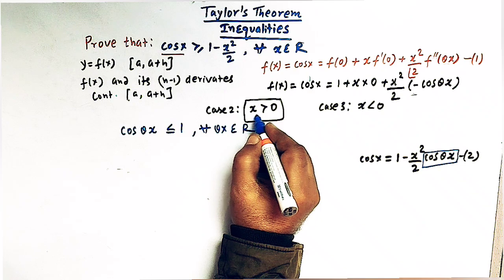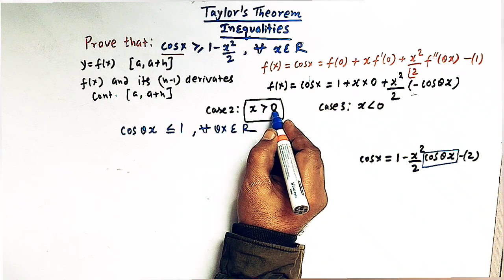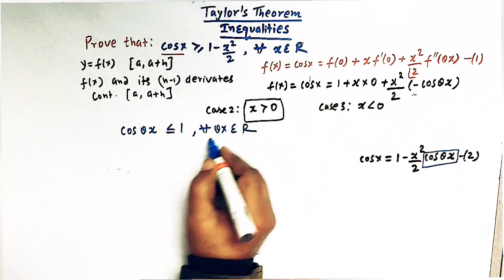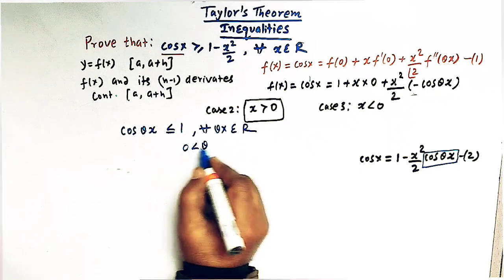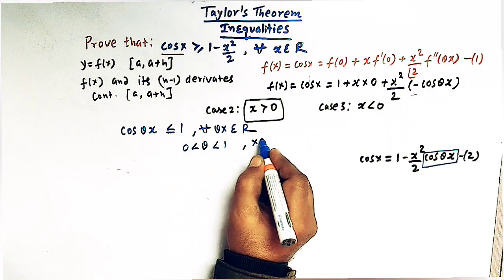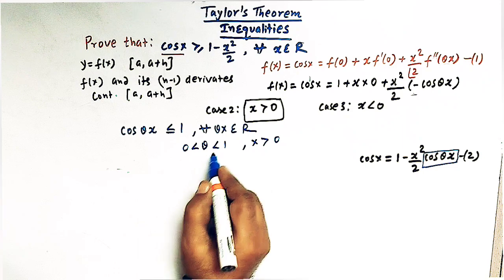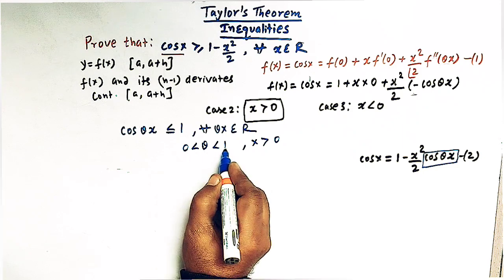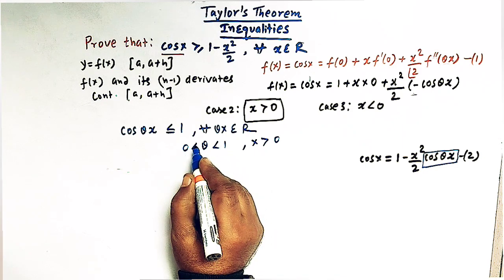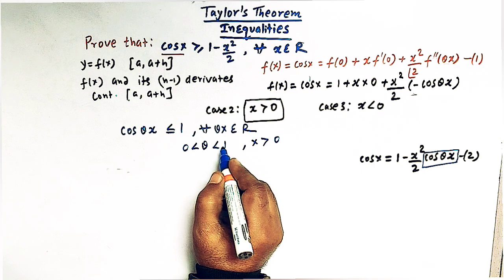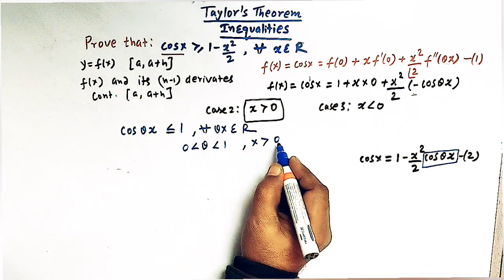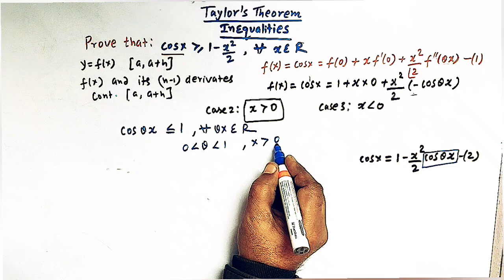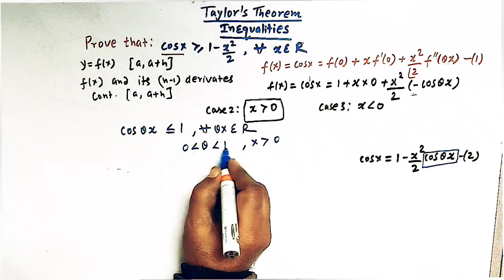And here we are assuming that x is greater than 0, and we already know that theta is lying between 0 and 1, and x is greater than 0, right? So if we multiply this inequality throughout by x, then the direction of the inequality remains the same, because x is a positive quantity, that is, it is greater than 0. So let us multiply throughout by x.